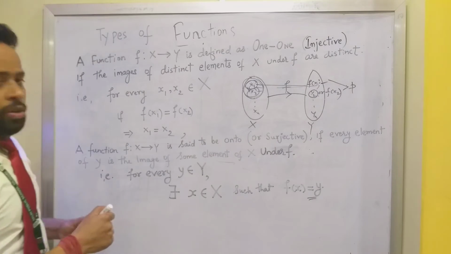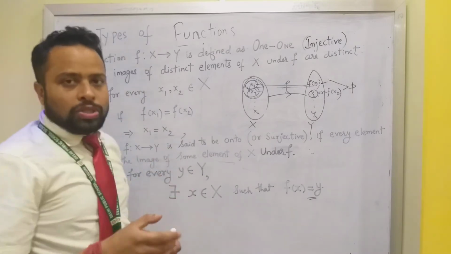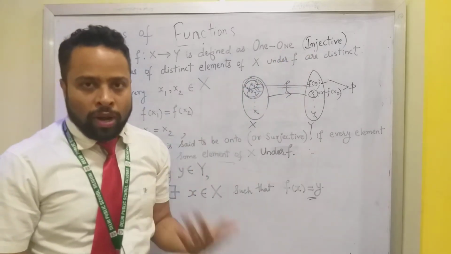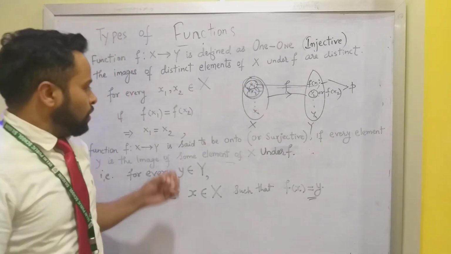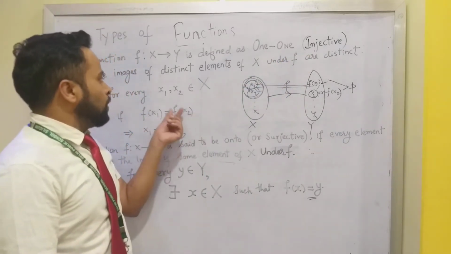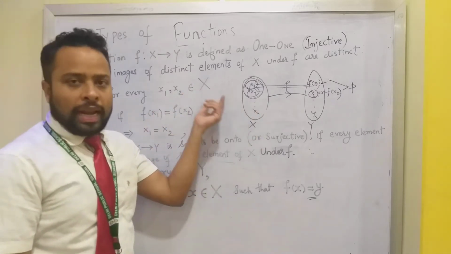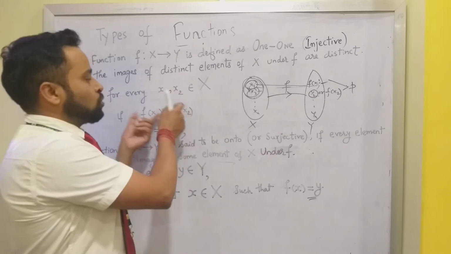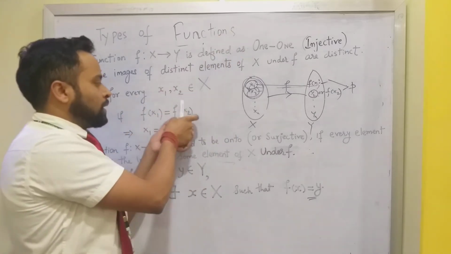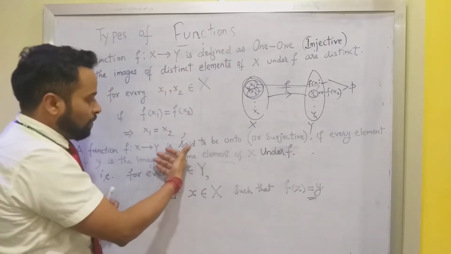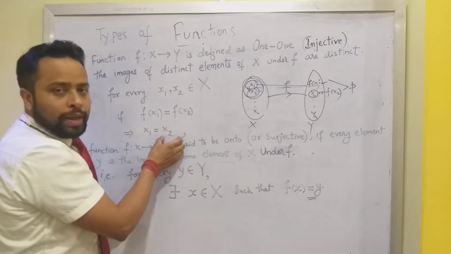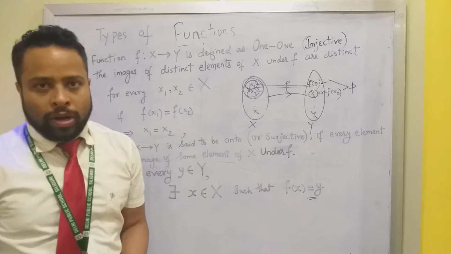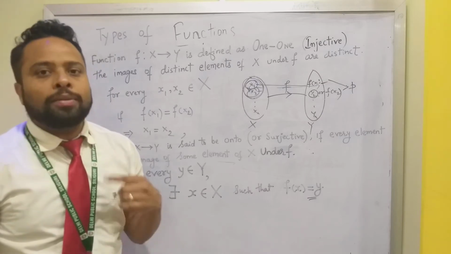So that's why the concept is, if you want to check any function as injective or 1, 1, then for some x1, x2 belonging to the domain set x, you put x1 and x2 in that function, and if f of x1 is equal to f of x2, simplify and you get x1 equals x2, then it is clear that the function is 1, 1 and not many one.